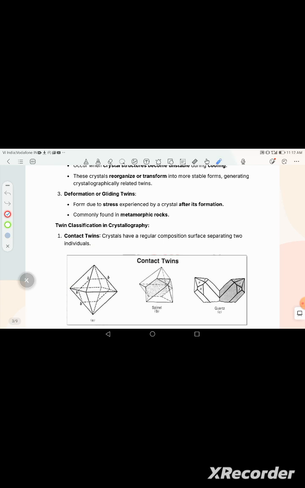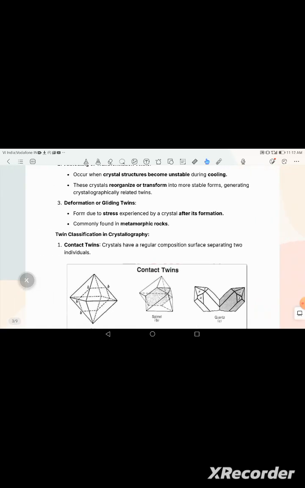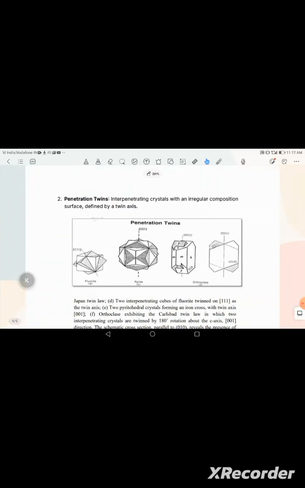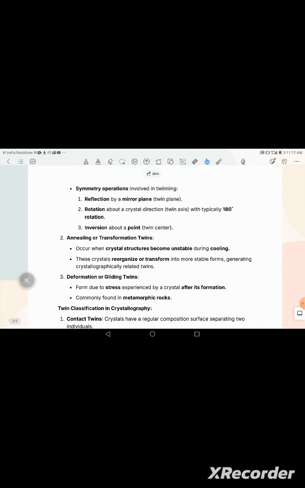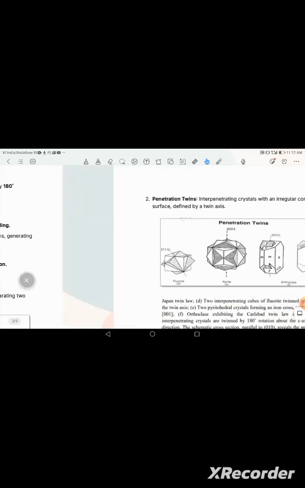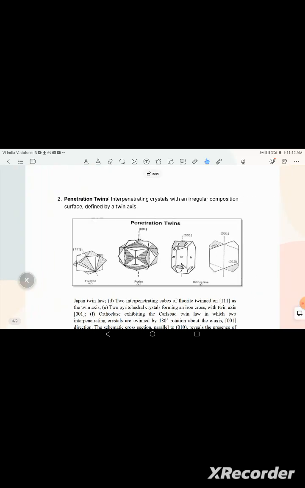This is an HKIL kind of structure. Then comes the penetration twins. So now we are studying twin classification in crystallography. Then comes the penetration twin. When one crystal is penetrating into another, like this is fluorite, this is pyrite, these are the orthoclase. Interpenetrating crystals with an irregular composition surface are the penetration twins.